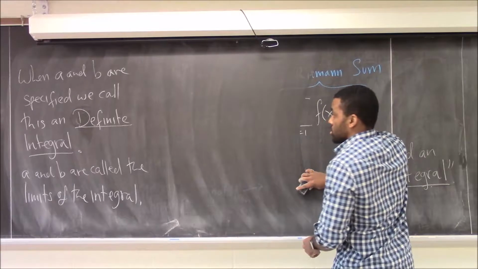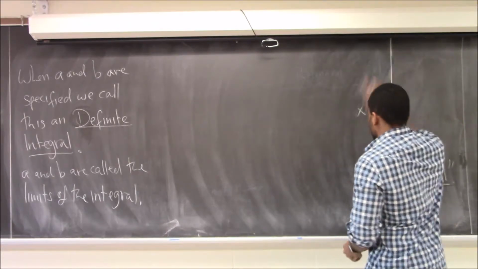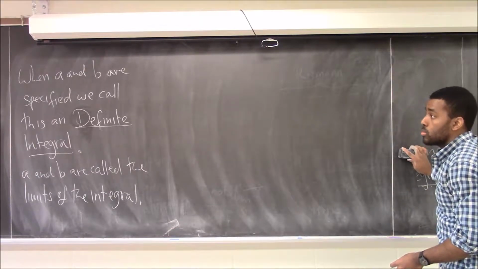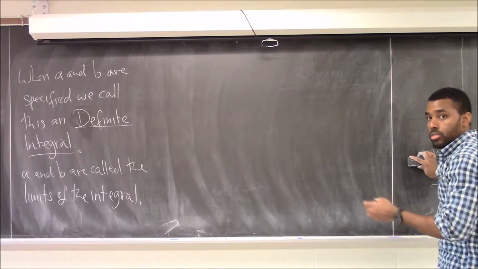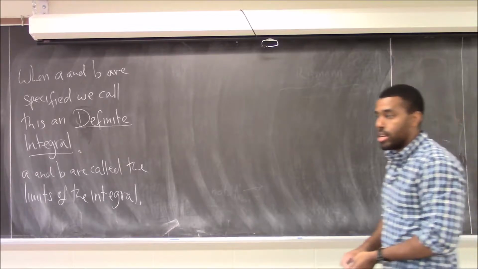But are they just the x values? Because A is like x naught, right? Yeah, but they'll be constants. They'll be values on your interval. You can think of them as the endpoints of your interval. So A is the left endpoint, B is the right endpoint.